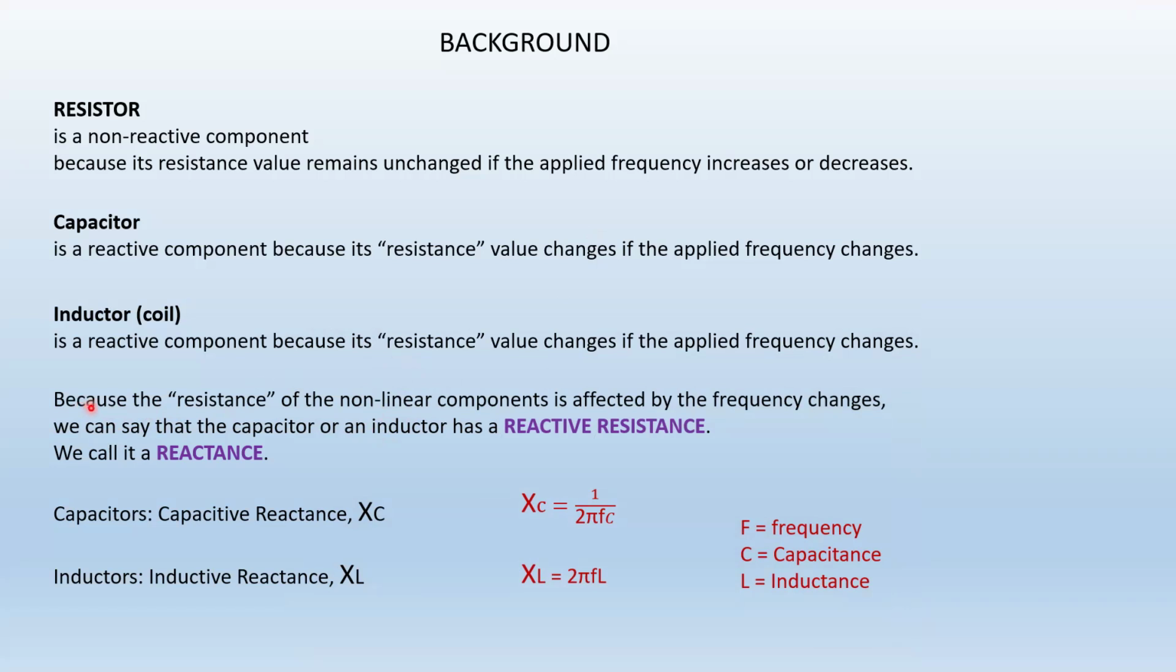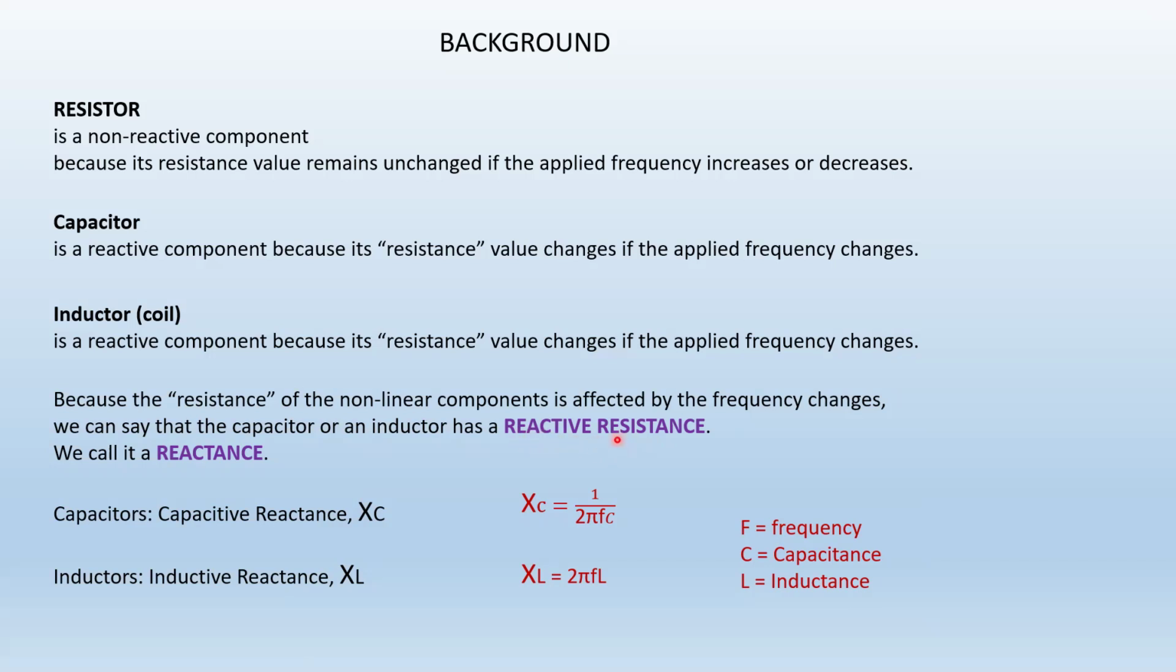But let's just take a look at this concept here. Because the resistance of a reactive component is affected by frequency changes, we can say that the capacitor or an inductor has a reactive resistance. It doesn't have a constant resistance. The resistance changes depending on the frequency that the part is exposed to, and it's going to give us different resistance depending on different frequency.